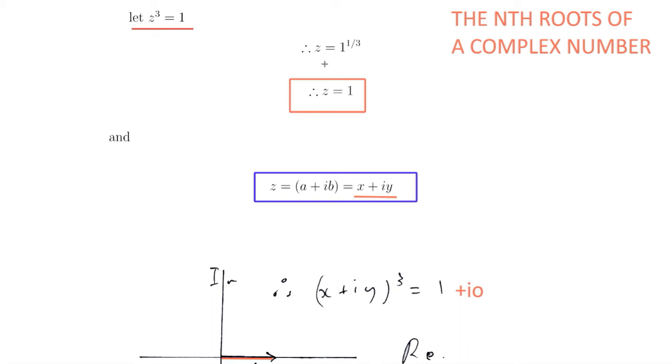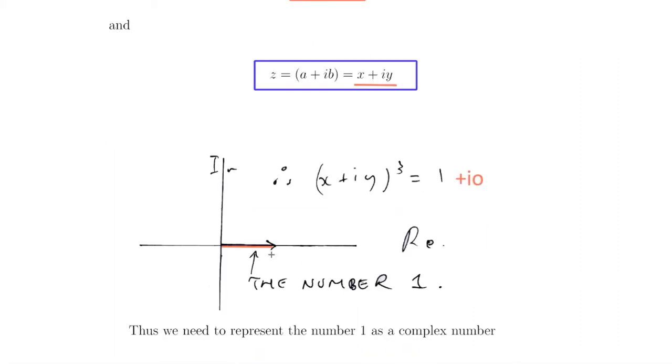Let's recap again. I started off with z cubed equals 1. We did some rearranging and said that therefore z, which is x plus iy, is equal to 1. Since it's equal to 1, there is no imaginary part, there is no b, there is no y, it is 0, hence it is just a value along here. Thus we need to represent the number 1 as a complex number better than just 1 plus 0i, or for example just 1. And we can do this considering the following information.